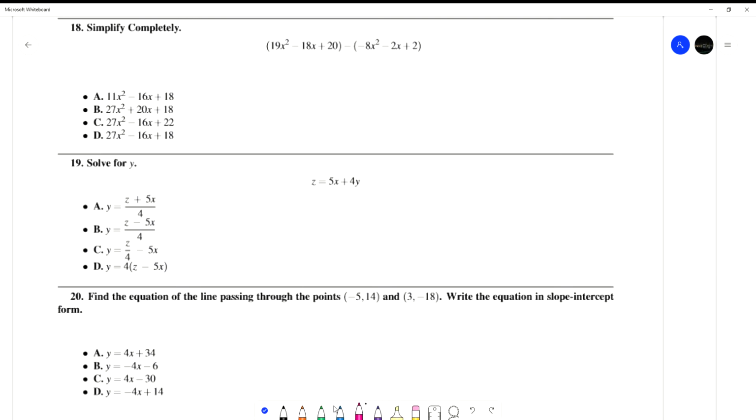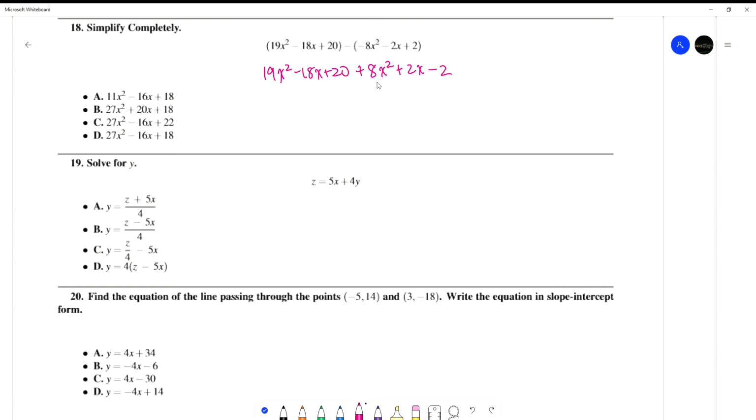We have to simplify completely, but this is not multiplication, right? There's a minus sign in between the two groups, right? So we have to distribute and remove parentheses. So in the first group, there's no negative, so you can distribute the positive, just simply remove the parentheses. In the second group, there's a minus sign, so you have to distribute this negative. So this becomes plus 8x squared plus 2x minus 2.